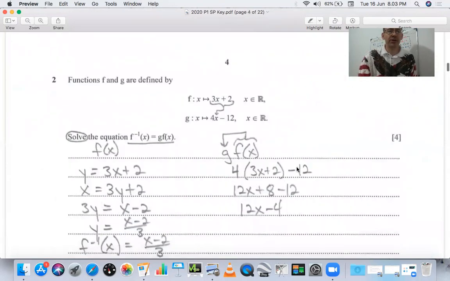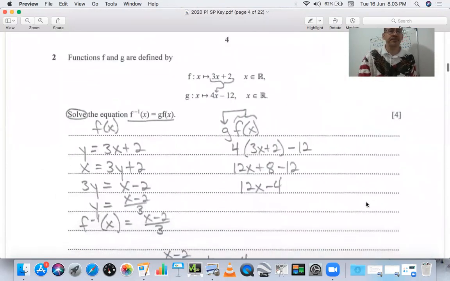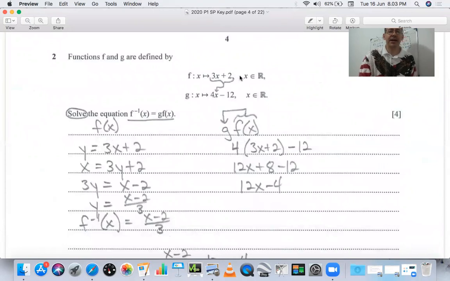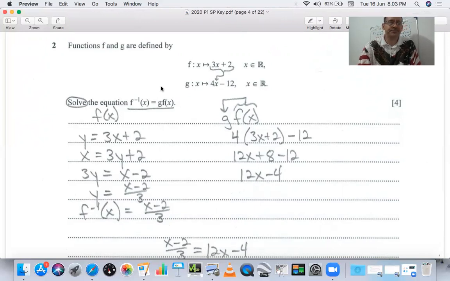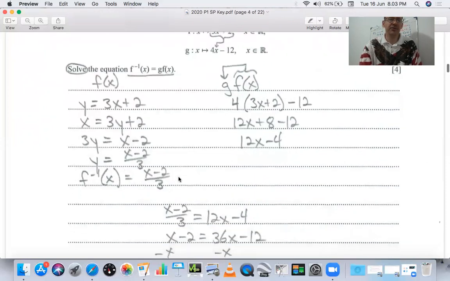So moving on, we go into the functions unit. And here we have an f of x and a g of x, so two different functions. It says to solve this equation. Well, this equation has an inverse function equaling a composite function. So let's start with the inverse function.